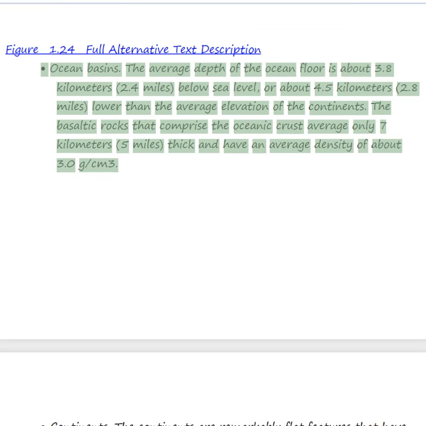Ocean basins. The average depth of the ocean floor is about 3.8 kilometers below sea level, or about 4.5 kilometers lower than the average elevation of the continents. The basaltic rocks that comprise the oceanic crust average only 7 kilometers thick and have an average density of about 3.0 g/cm3.